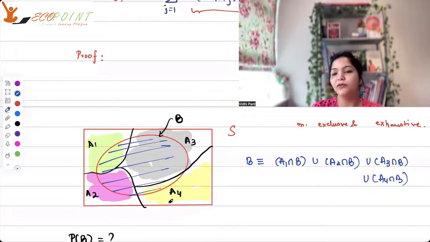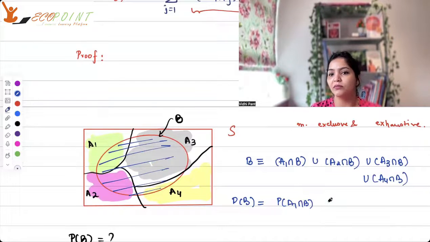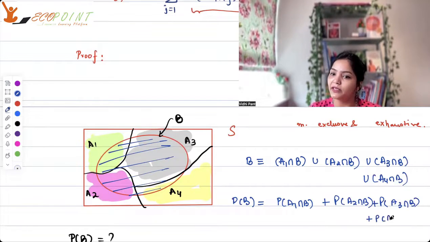Now, in terms of probability, try to understand, because A1, A2, A3, A4 are mutually exclusive, these intersections are also mutually exclusive. They don't have anything in common, okay? So therefore, probability of B is nothing but probability of A1 intersection B plus probability A2 intersection B plus probability A3 intersection B plus probability A4 intersection B, right?